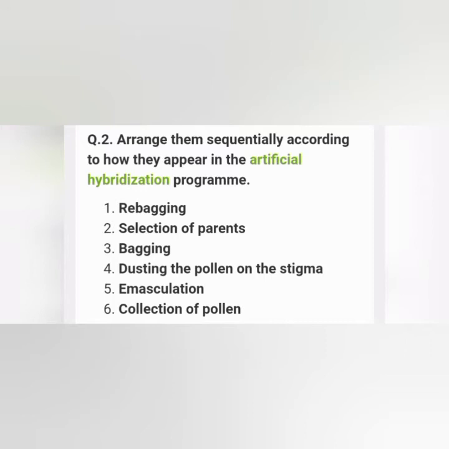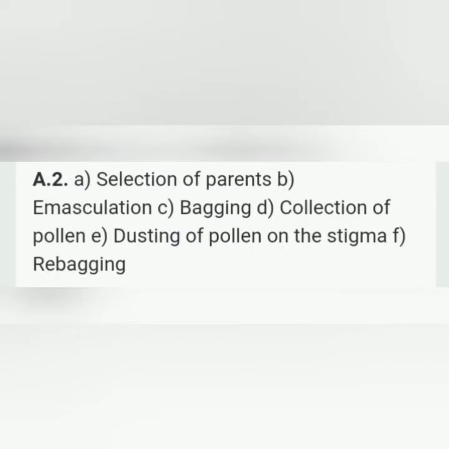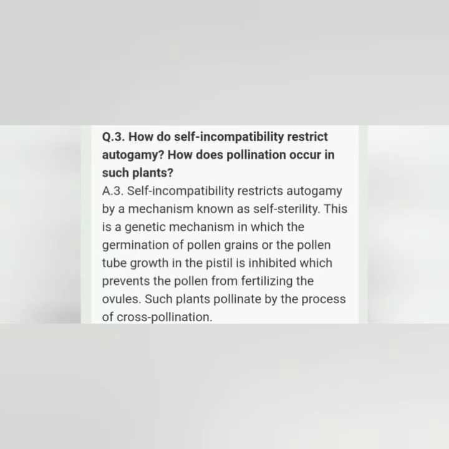Question. Arrange them sequentially according to how they appear in the artificial hybridization program. 1. Rebagging. 2. Selection of parents. 3. Bagging. 4. Dusting the pollen on the stigma. 5. Emasculation. 6. Collection of pollen. Answer. A. Selection of parents. B. Emasculation. C. Bagging. D. Collection of pollen. E. Dusting of pollen on the stigma. F. Rebagging.